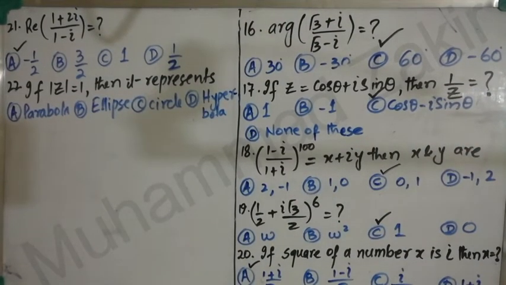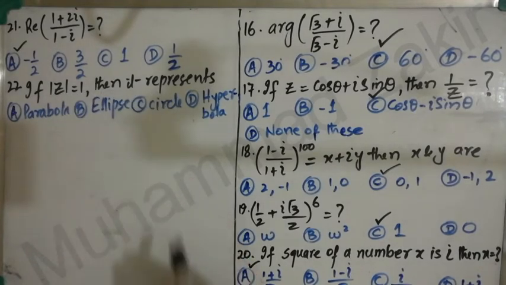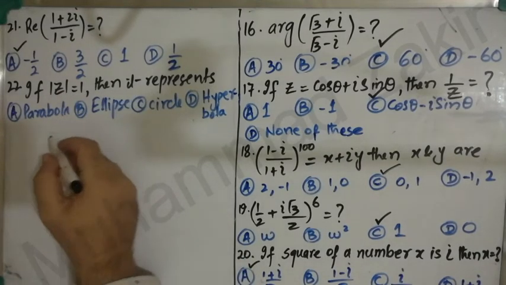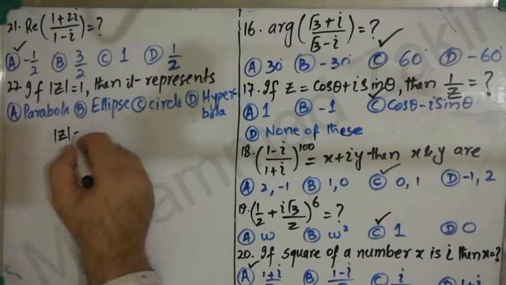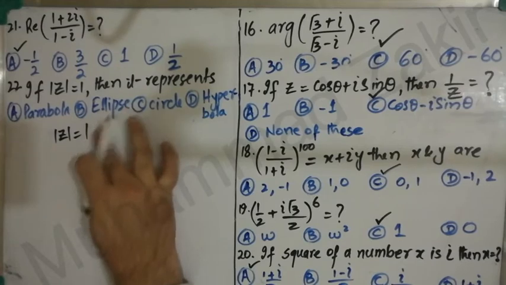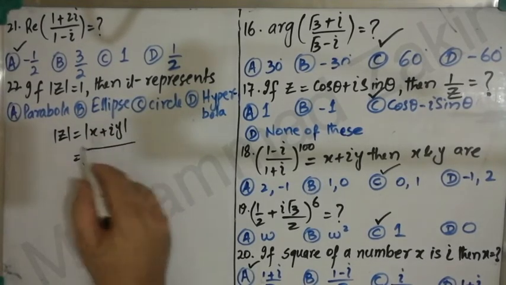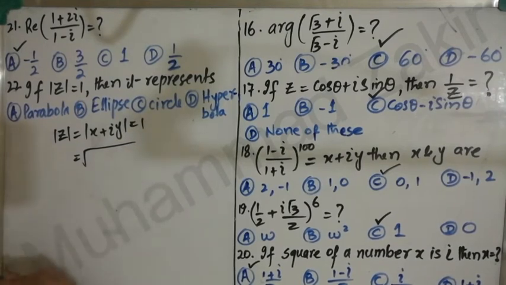Next question is, what does z modulus equal to 1 represent? So let's look. Z modulus means a plus b iota, or if we write x plus iota y, that is better. X plus iota y modulus. What does modulus mean? Modulus means this equal to 1, right?